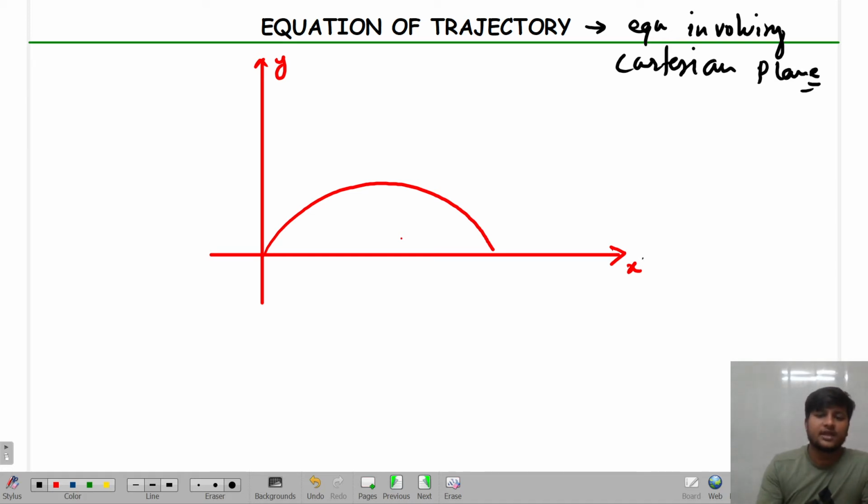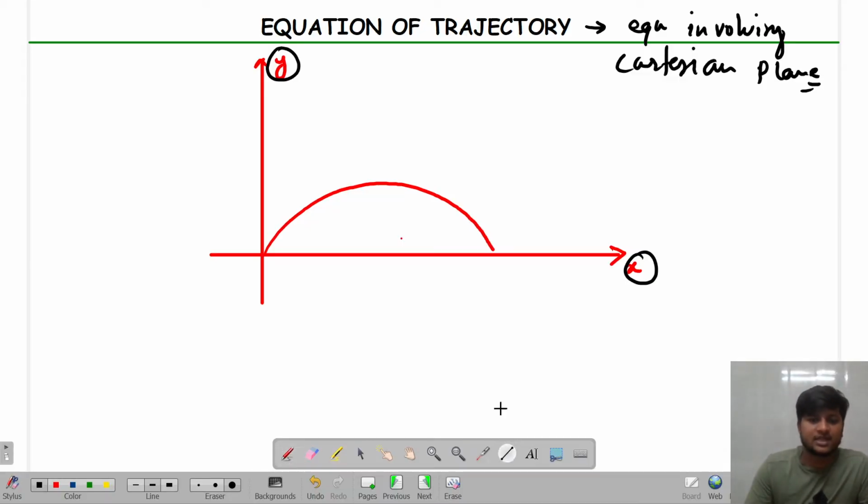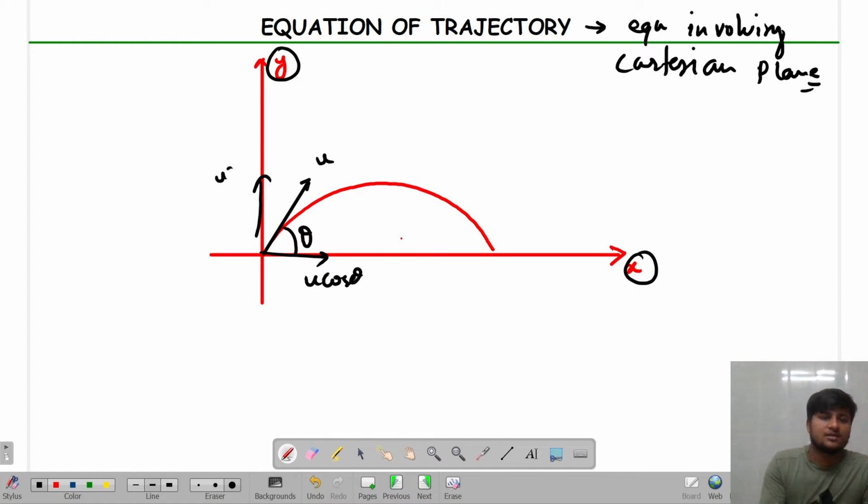Okay, if we can create an equation involving this x and y plane, like x and y axes, then what kind of equation do we call this particular equation? Trajectory equation. Now, to be perfectly aware of that, we can write that equation for a particular projectile which is following this path, which has initial velocity u, and which is making angle theta. As we know, this has u cos theta and u sin theta.